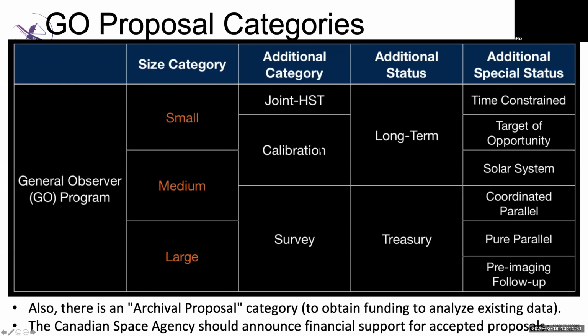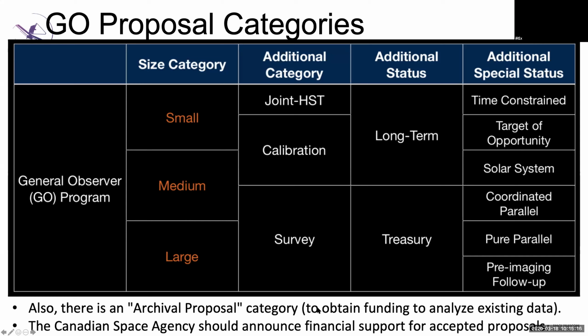Here's a list of the categories under which your proposal can fall. So you have small, medium, large, and you have additional subcategories that I will not go into details here, but we'll mostly concentrate on the difference between small, medium, large.